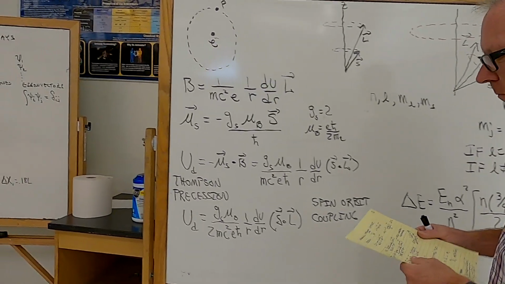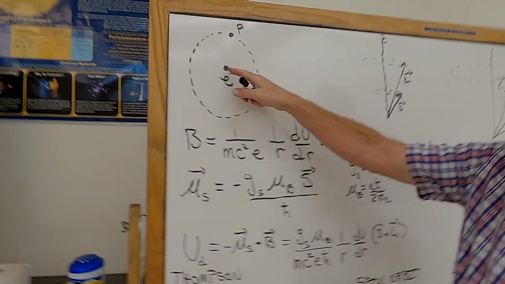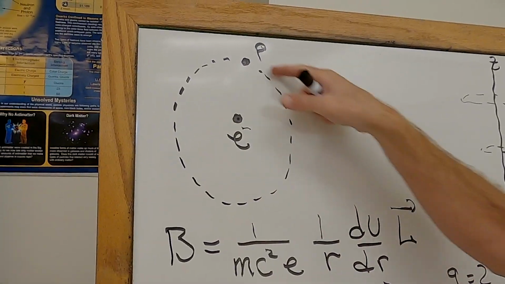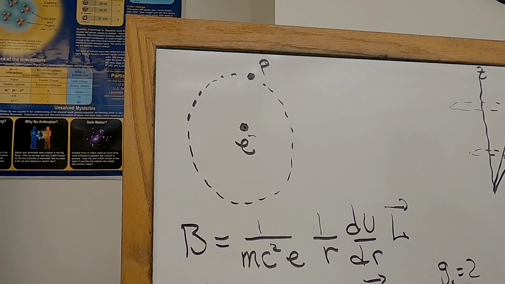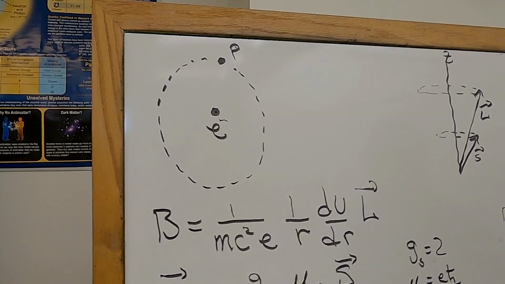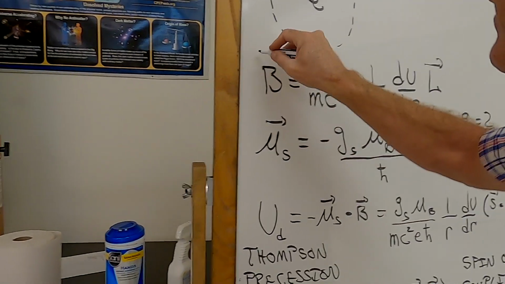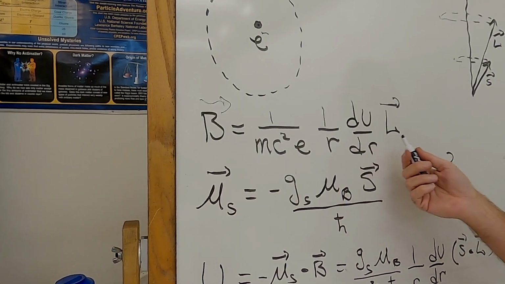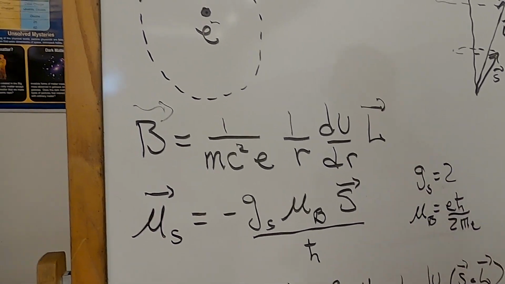Again, what we had said is that from the electron's perspective, the proton is going around it. So there is always a magnetic field on that electron. We calculated that magnetic field the last time right here, and we can put it in terms of the angular momentum. We want to put it in terms of stuff we can measure.